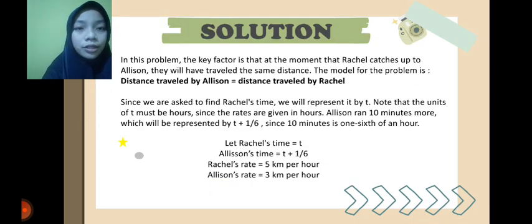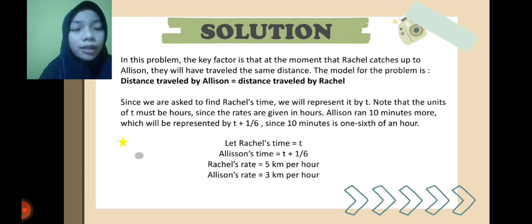The solution: in this problem, the key factor is that at the moment Rachel catches up to Allison, they will have traveled the same distance. The model of the problem is: distance traveled by Allison equals distance traveled by Rachel. Since we are asked to find Rachel's time, we will represent it by t. Now the unit of t must be hours, since the rates are given in hours.